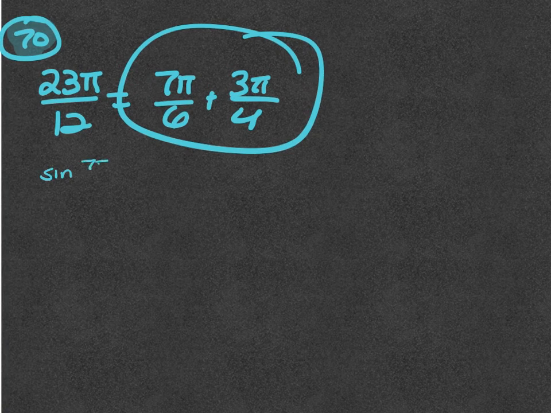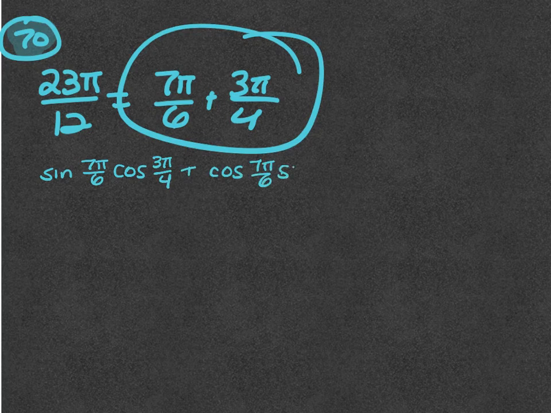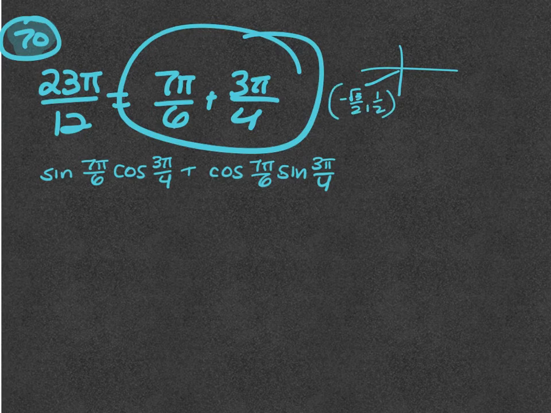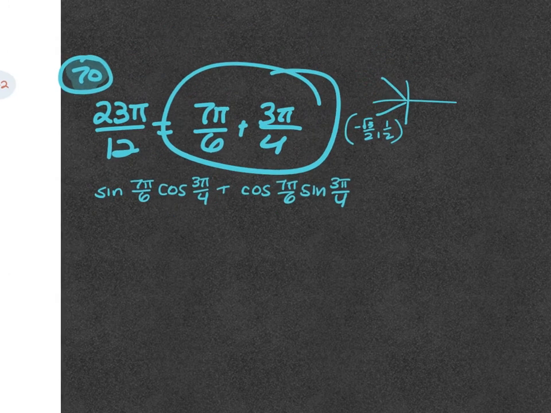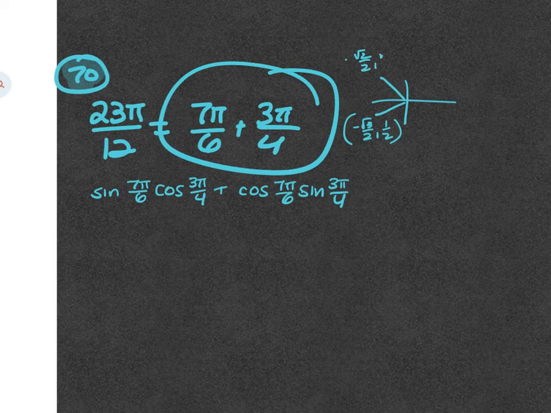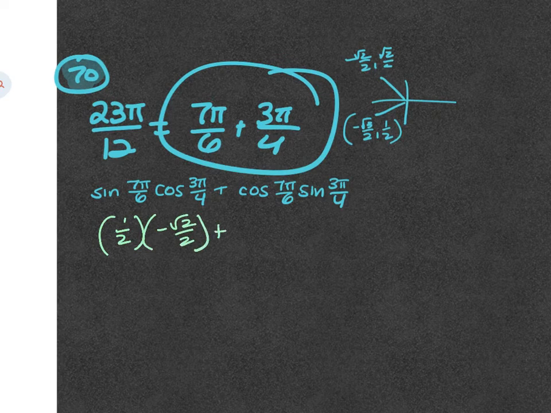So sine of 7 pi over 6, cosine of 3 pi over 4, plus cosine 7 pi over 6, sine 3 pi over 4. So 7 pi over 6 is negative root 3 over 2 and 1/2, and 3 pi over 4 is negative root 2 over 2 and root 2 over 2. So the sine at 7 pi over 6 is 1/2. The cosine at 3 pi over 4 is negative root 2 over 2. The cosine at 7 pi over 6 is negative root 3 over 2. And the sine of 3 pi over 4 is root 2 over 2.